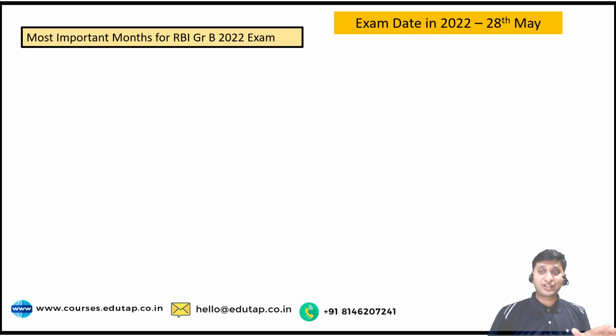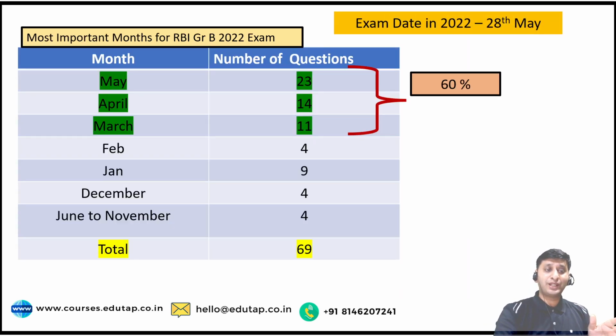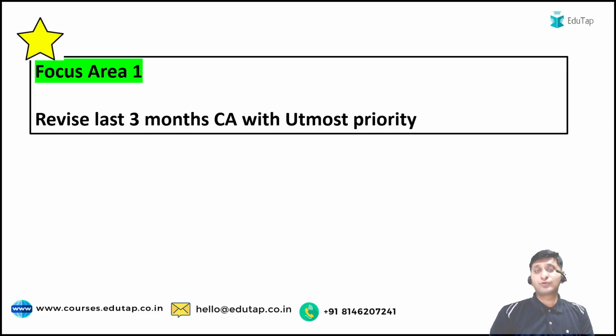So if we talk about 2022, so May, April and March, your paper is on 28 May, so almost the whole of May is being covered here. So May, April and March would be the 3 most crucial months from which the current affairs can be asked in your exam. So you must do these well, and this is the first focus area.